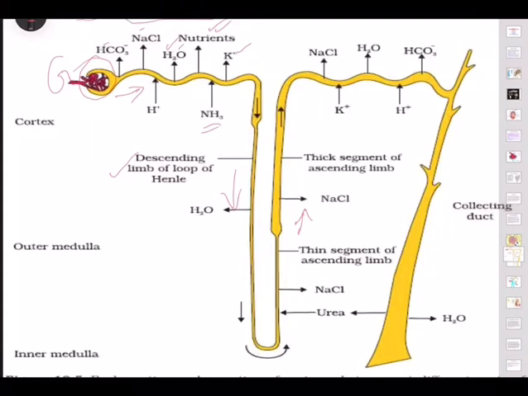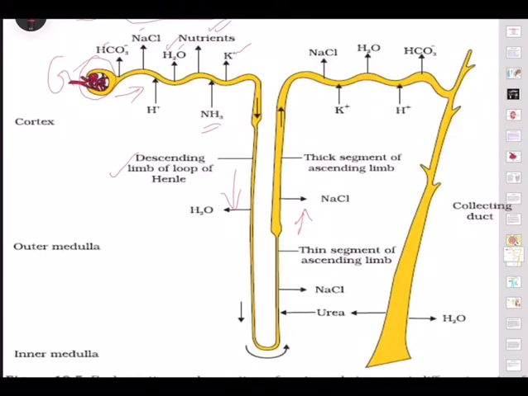So before it reaches the loop of Henle, what is happening here in the proximal tubule? Glucose, amino acids, vitamins, hormones, sodium, potassium, chlorides, phosphates, bicarbonates, much of the water and some urea from the filtrate is absorbed. Sulfates and creatinine are not reabsorbed because they have to be thrown out.